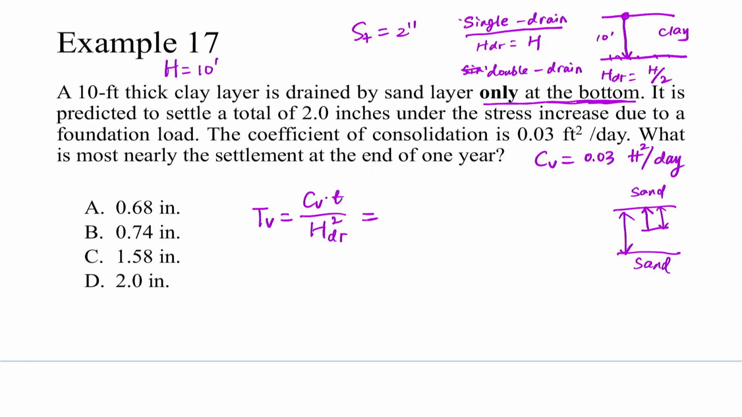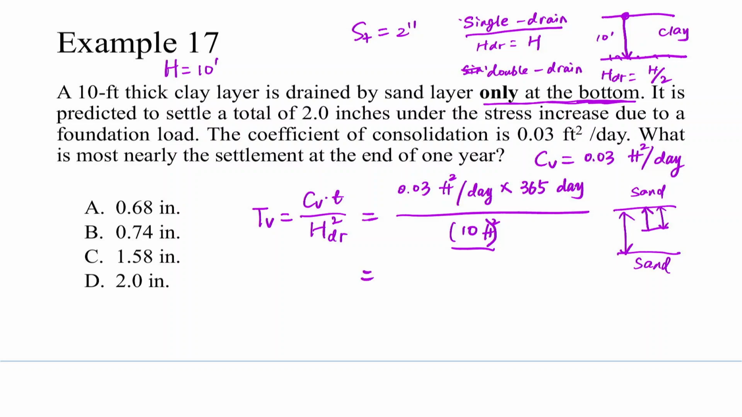So let's calculate T_v first. We have 0.03 feet squared per day times 1 year. Make sure you're using the right unit: 365 days per year. You can use 365.25; it probably won't make a difference. And use the 10 feet squared, so basically it's 100. T_v is a parameter that does not have any unit. And then you would have 0.1095.